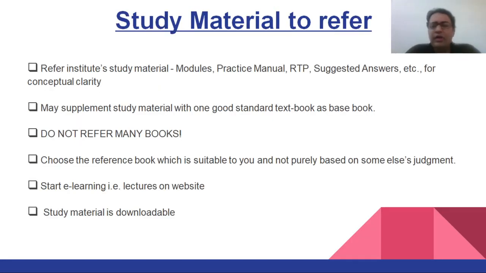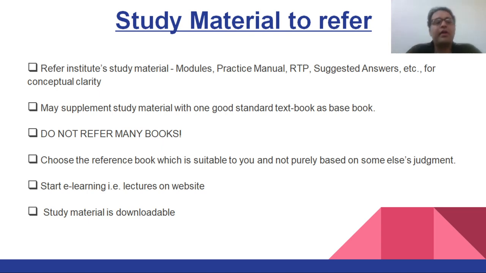Study material to refer. Please remember, there is a lot of hype about this, that you need to use this book, you need to use for each subject, you need to use 4 books, 5 books, 6 books. I strongly disagree. When you join the CA course, you are given the study material for each and every subject, which includes a textbook, a detailed textbook. That is good enough for a lot of subjects. But if you think that is not good enough for you, max to max, you can add another standard textbook as a base book.